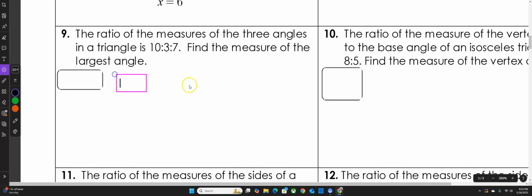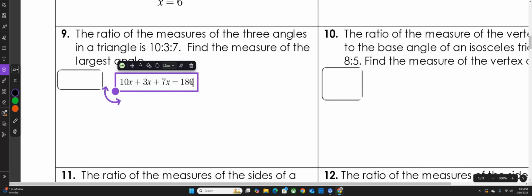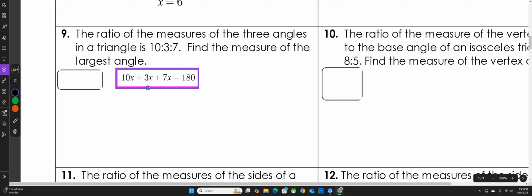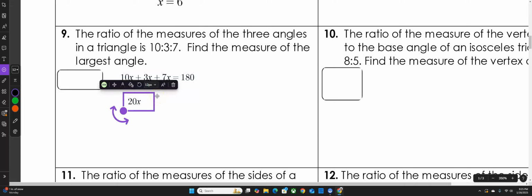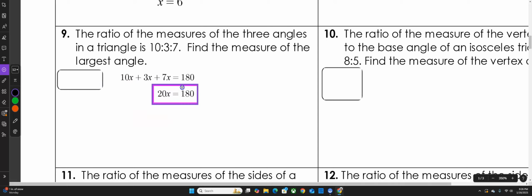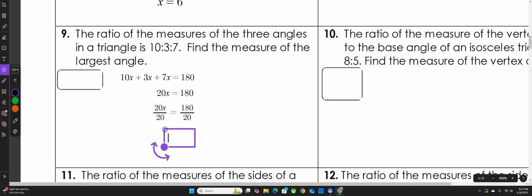So again, we're going to set up our equation of 10x plus 3x plus 7x is equal to 180, because the interior angles of a triangle add up to 180. And we have 20x because 10 plus 3 plus 7 is 20. We will next divide both sides by 20, and that will tell us that x is equal to 9.